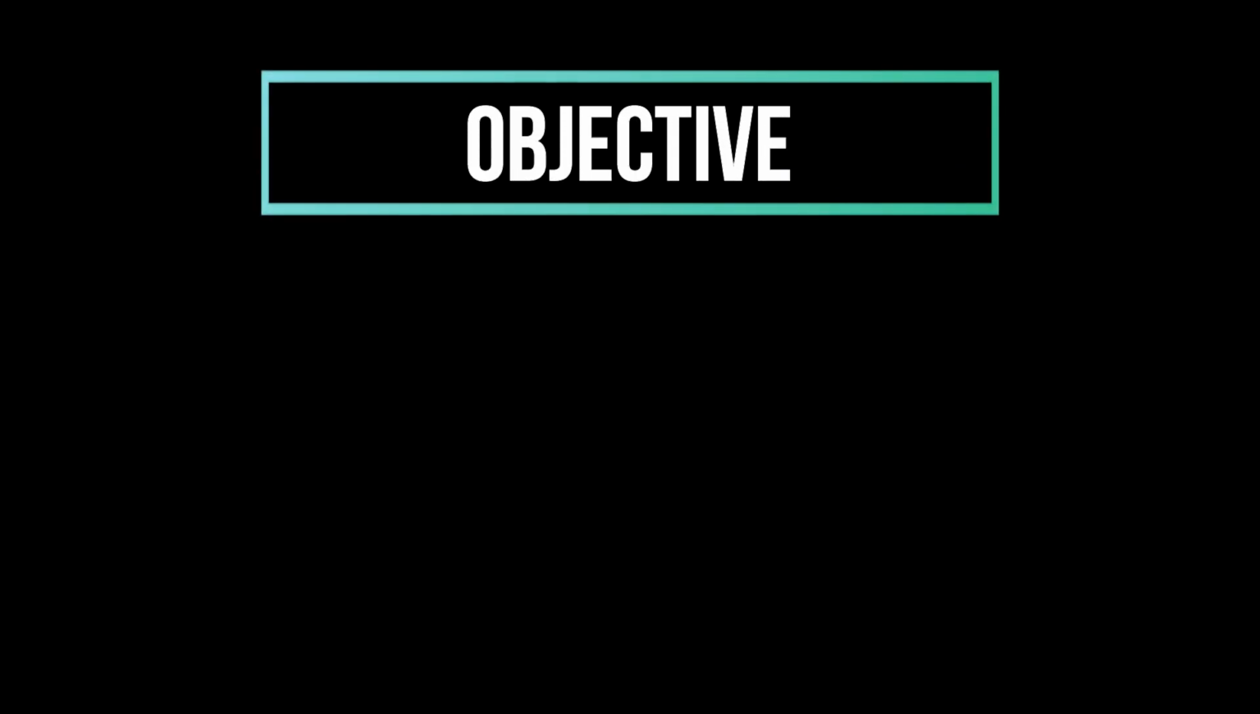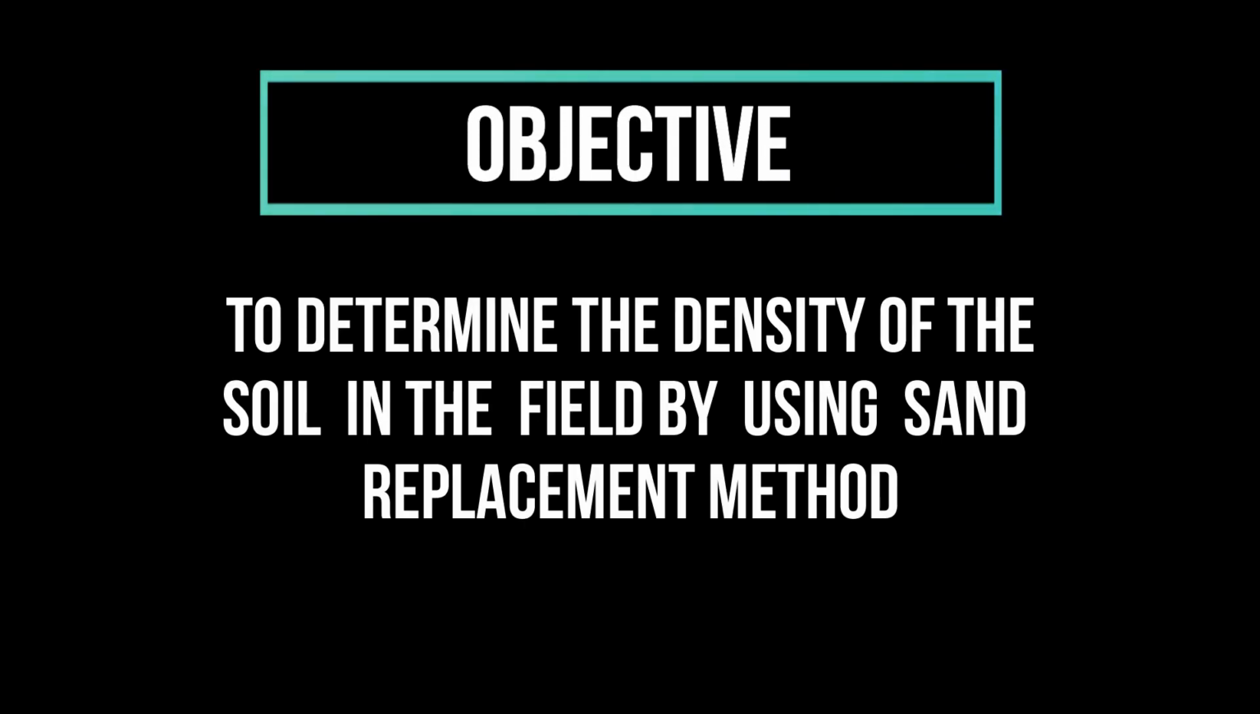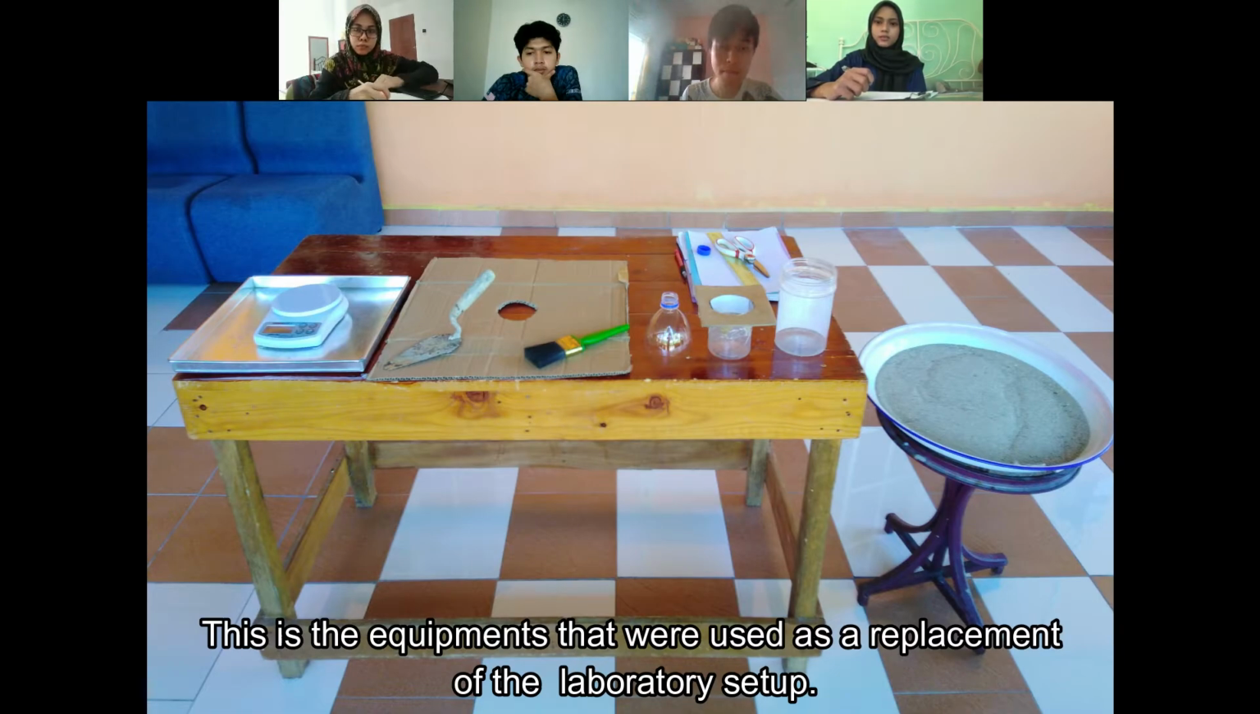The objective of this experiment is to determine the density of the soil in the field by using the sand replacement method. The equipment. This is the equipment that was used as a replacement of the laboratory setup.